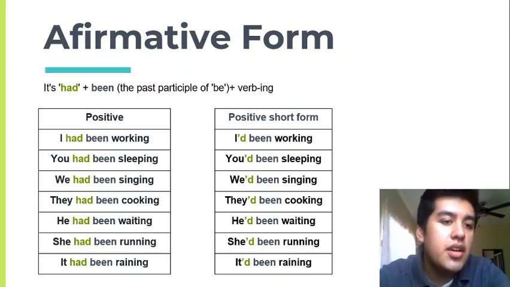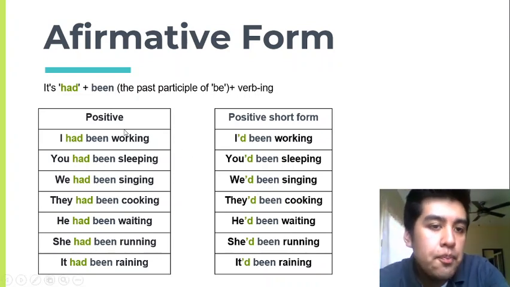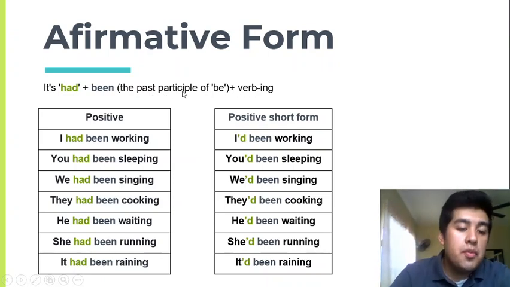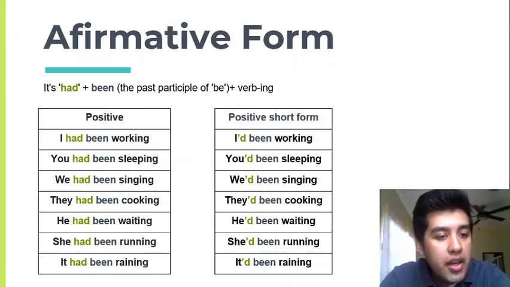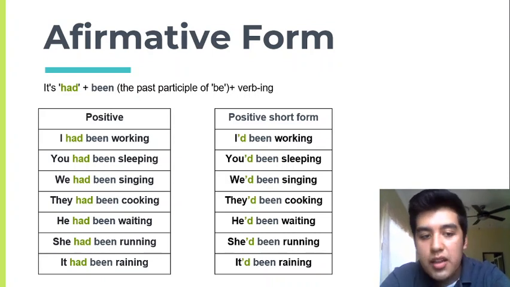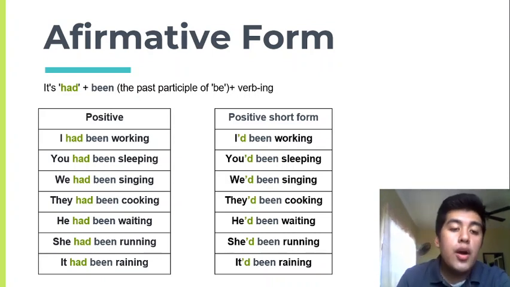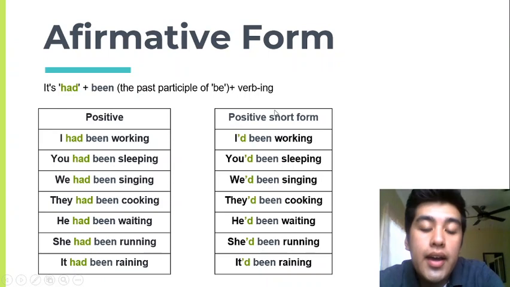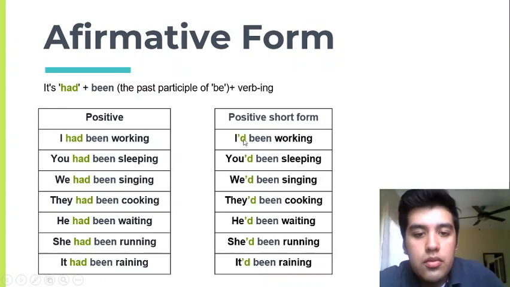That's my auxiliary. It's had plus been, the past participle of be, plus the present -ing form. For example, I had been working, you had been sleeping, we had been singing, and so on. Why? Because in the third person we don't change it. It's the same.